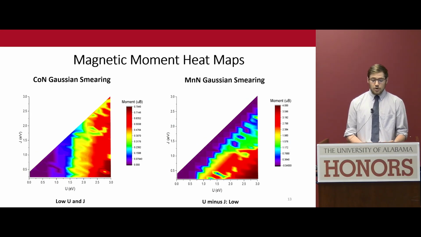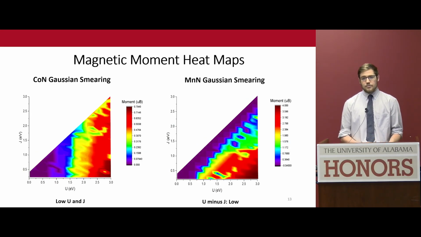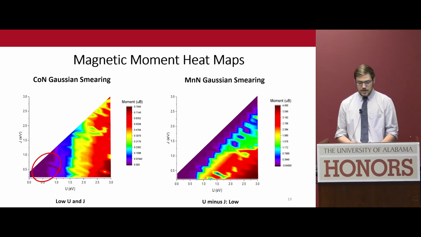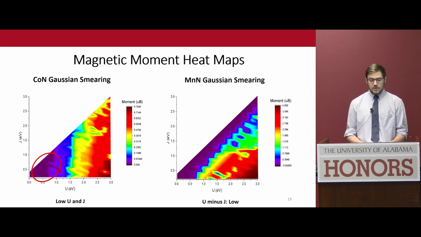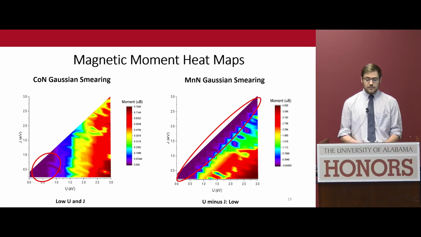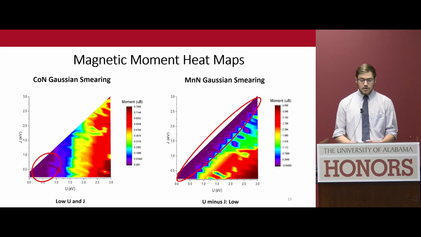In terms of magnetic moments, based on similarity of cobalt nitride and manganese nitride to other well-documented binary nitrides, we expect them to be non-magnetic. And we found that for cobalt nitride, we were able to reproduce this in the region seen here, where both U and J were low in terms of electron volts. And for manganese nitride, we found as long as their difference was low, we were able to reproduce this zero magnetic moment.